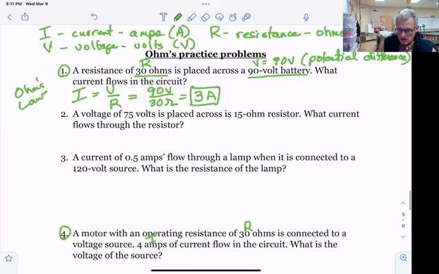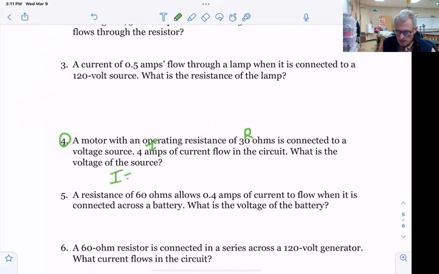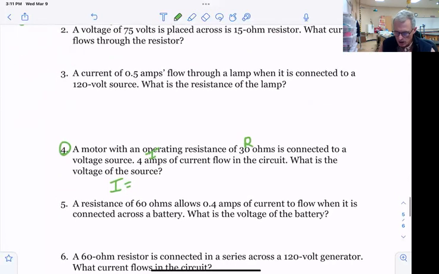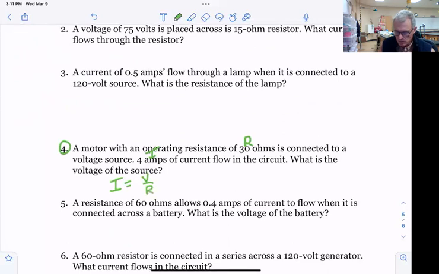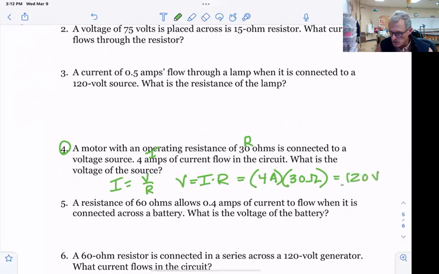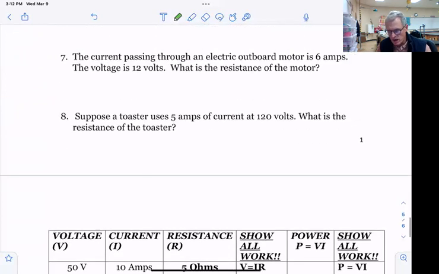There's another way to write this equation, and I'll show you. If you go back up here, it's V over R. There's another way to write it: V equals I times R. So what's the voltage of the source? It's equal to the current, 4 amps, times the resistance, 30 ohms. In this case, it would be equal to 120 volts. Now you do the remaining problems. They're really straightforward. They're not complicated.